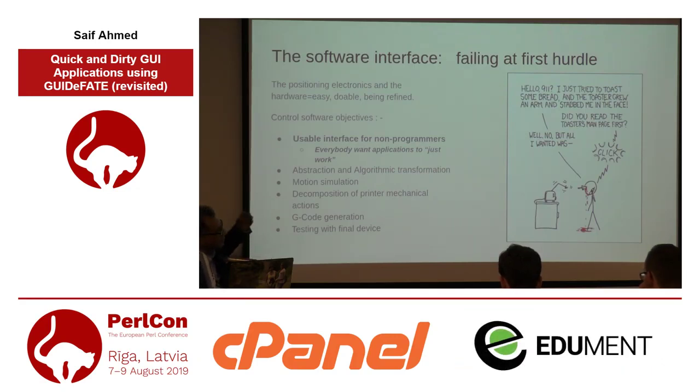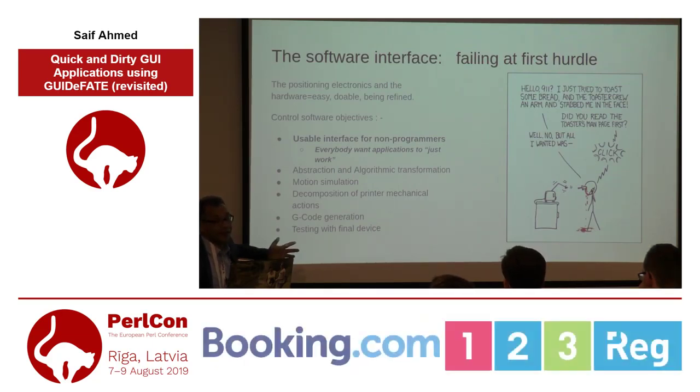So the first thing to do is to create an interface that non-programmers will be able to use without having to refer to a manual, entering all the complex parameters, and all the other things, the abstract algorithmic transformations, the motion simulation, that we can sort out later. Well, the trouble is we have sorted the rest out. We've left the most important bit to the last, and that object dies there and then.